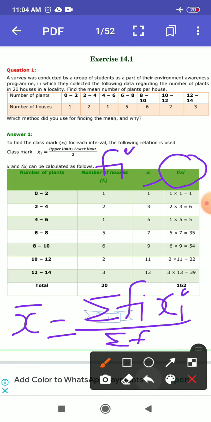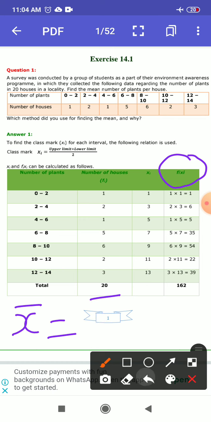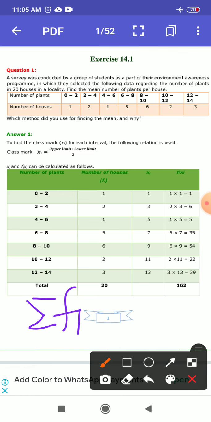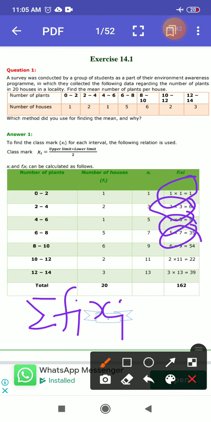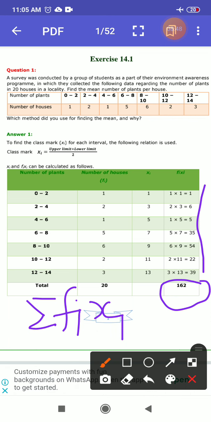Now after that you have to calculate the summation fi xi. How to find the summation? You find the summation with the help of addition of all these values. After adding all these values, you find the summation. So we have to add these values, and after adding them you find this summation fi xi.